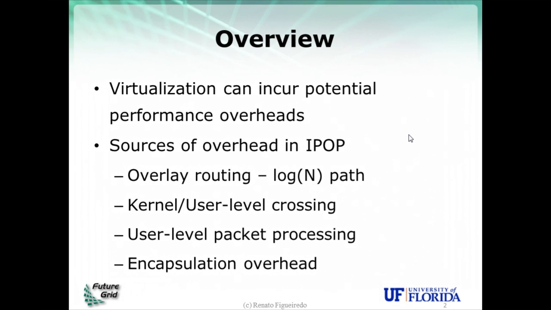In the case of IPOP, the sources of overhead include overlay routing, where messages may go through log n hops on the overlay using greedy routing. There is the overhead of crossing from the kernel-level packet virtual network interfaces to the user-level router where IPOP is implemented, the overhead of packet processing at the user level, and also the encapsulation overhead. The fact that IPOP encapsulates packets in other protocols essentially leaves fewer bytes available for the payload.